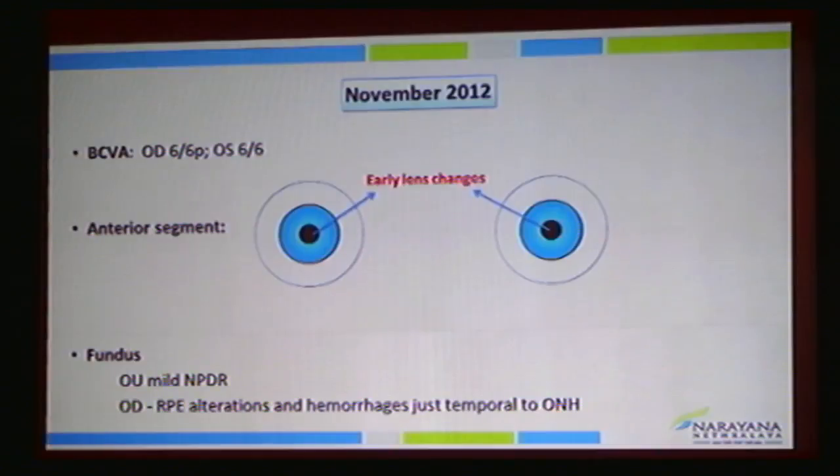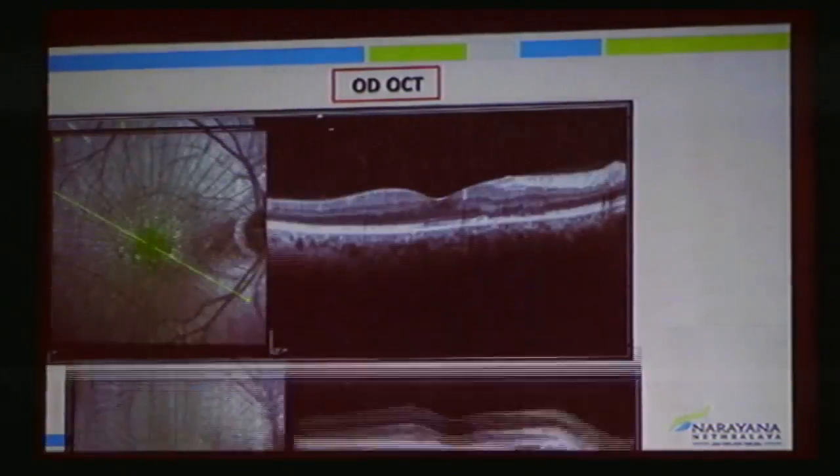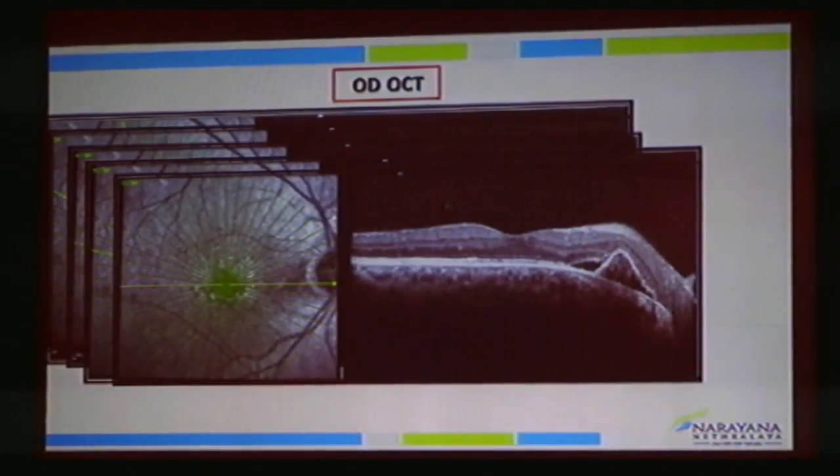His anterior segment showed some early cataractous changes. The fundus showed mild NPDR in both the eyes. However, in the right eye, we had noted some RPE alterations and some subretinal hemorrhages just temporal to the optic nerve head. We decided to do an OCT, and this is what we saw. There was a lesion noted just temporal to the ONH, a PED, along with some subretinal fluid.